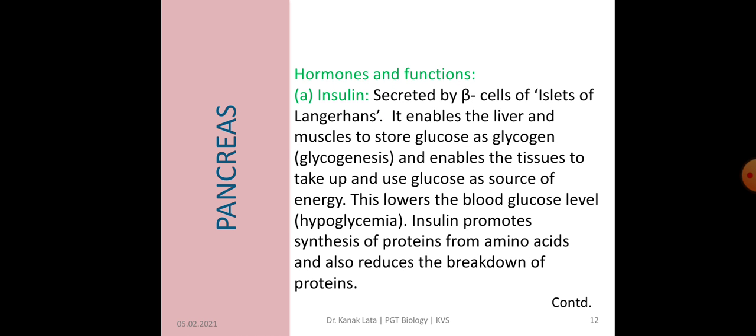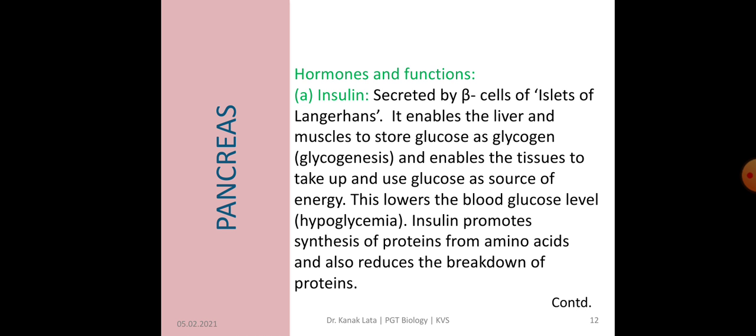Now the next hormone secreted by pancreas is insulin, which is secreted by beta cell of islet of Langerhans. It enables the liver and muscles to store glucose as glycogen, called as glycogenesis, and helps the tissues to take up and use glucose as source of energy. So it lowers the blood glucose level, called as hypoglycemia.